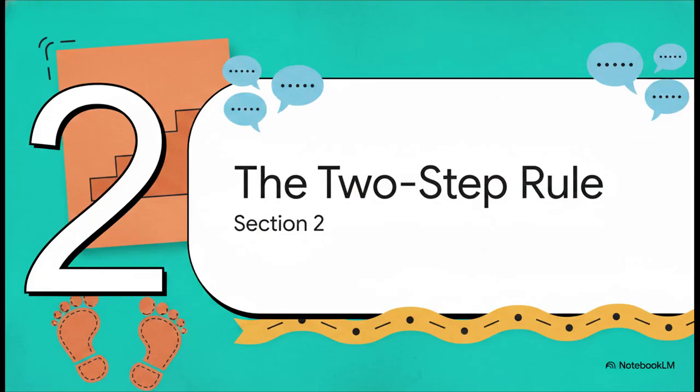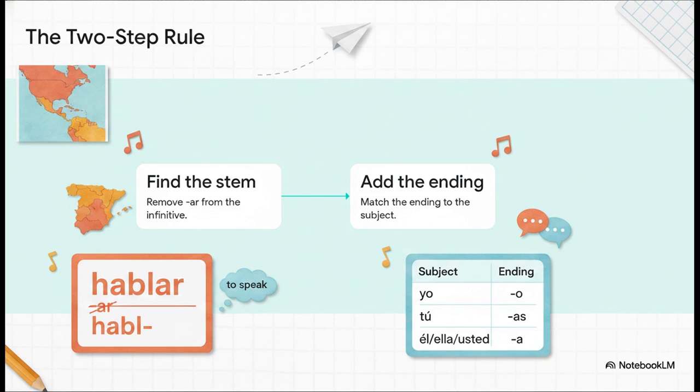Moving right along to Section 2, the two-step rule. So the whole trick here is understanding exactly how to swap out those endings. And I've got a fail-proof two-step formula for you. Step 1. Find the stem. You do this simply by chopping off the AR from the full verb, which we call the infinitive. For example, if our verb is hablar, which means to speak, we just drop that AR. That leaves us with HABL. That is our stem.